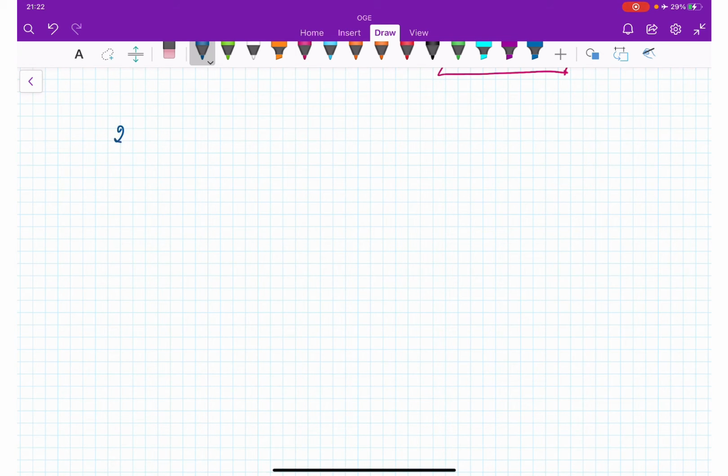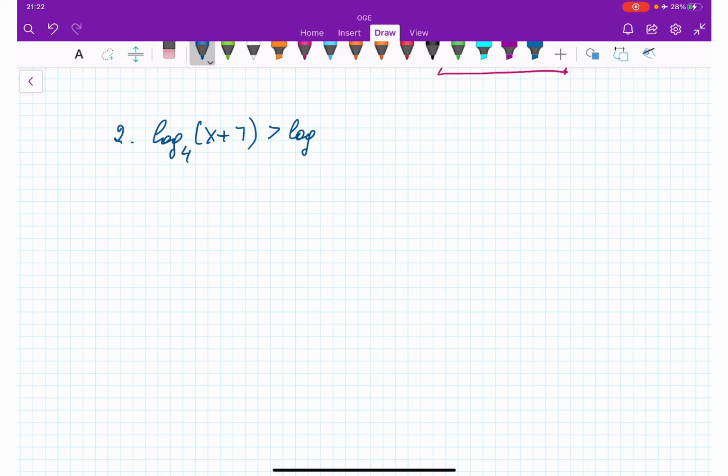Next problem. This is going to be a logarithm related problem. We have logarithm of x plus 7, that's by base 4, greater than logarithm of x plus 1 by base 2.